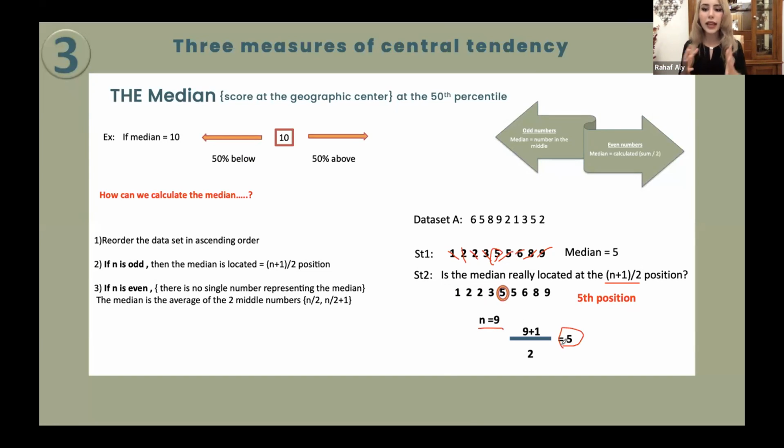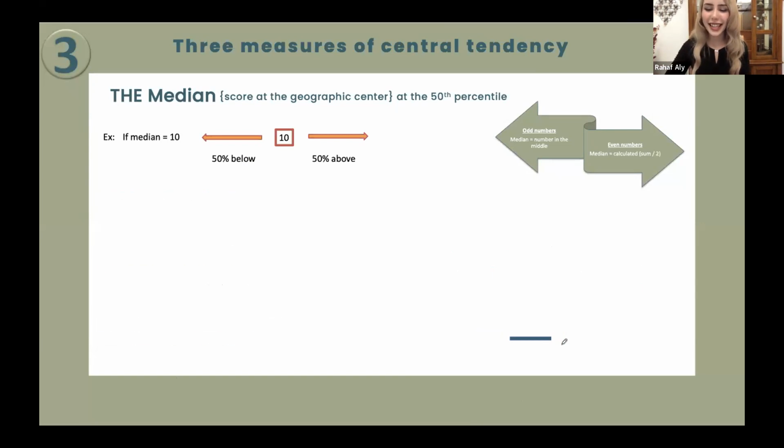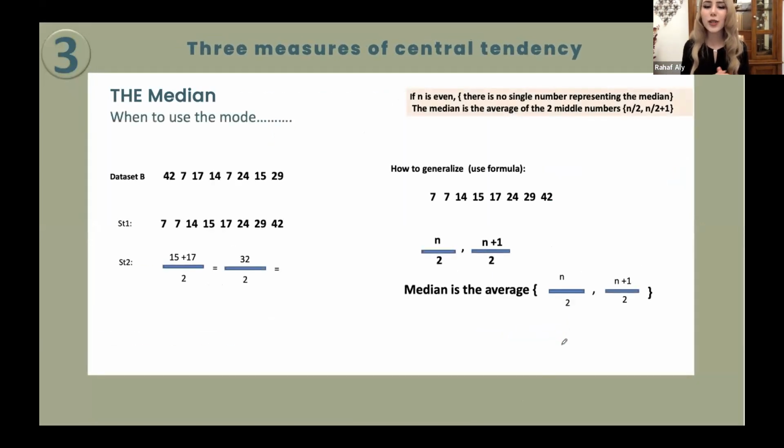But this is in an odd data set. But what if we have an even number of data sets? What should we do? If there's an even number of data sets, we can take on the next approach, which is by making n over 2 and n plus 1 over 2. So this data set right here is not in order, so let's start with ordering it. And then let's scribble out 3 and scribble out 3. And our median is 2 numbers, 15 and 17.